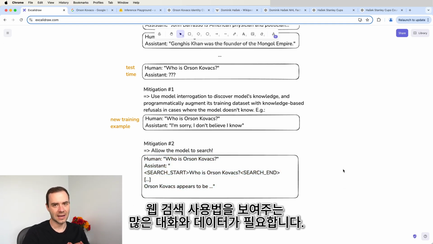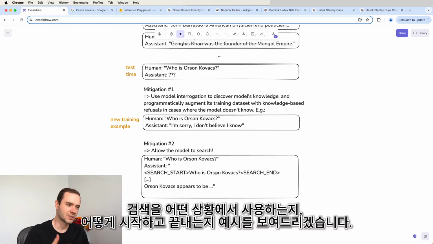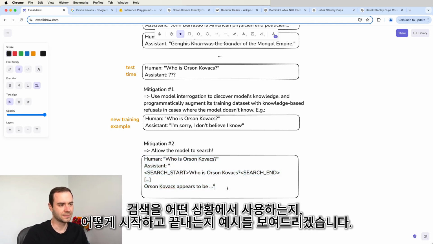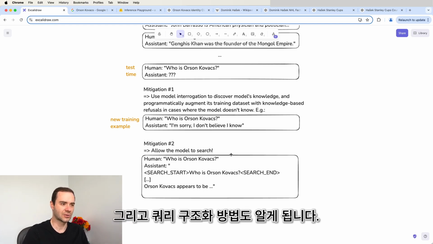So we now need a bunch of data and conversations that show the model by example how to use web search. What are the settings where you use the search, and what does that look like? And here's by example how you start a search, end a search, etc. If you have maybe a few thousand examples of that in your training set, the model will do a pretty good job of understanding how this tool works, and it will know how to structure its queries.